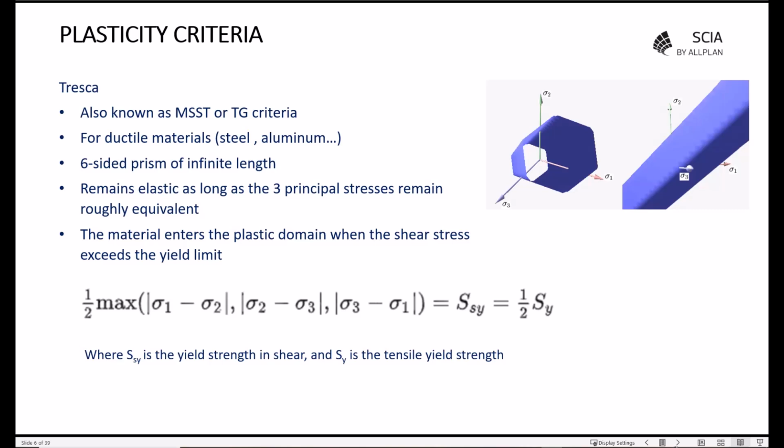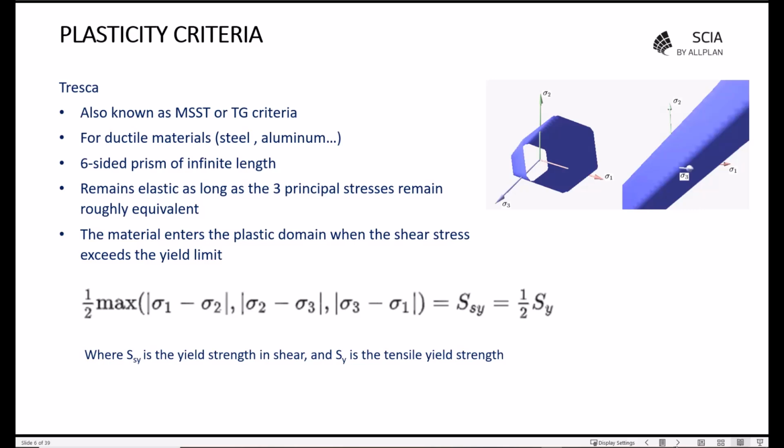Now we will talk about the second plasticity criteria, Tresca, which is also known as MSST or TG criteria. It's for ductile materials such as steel, aluminium. The representation is a 6-sided prism of infinite length. It remains elastic as long as the 3 principal stresses remain roughly equivalent. It is a hydrostatic pressure regardless of the magnitude of the tension or compression.